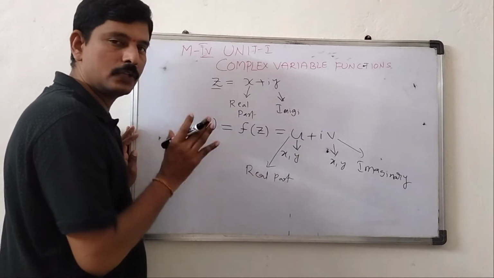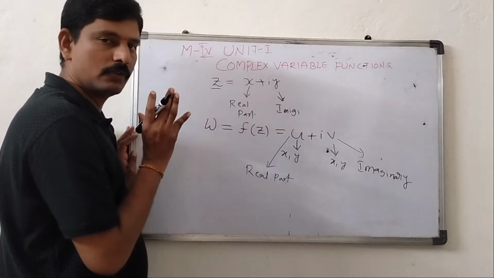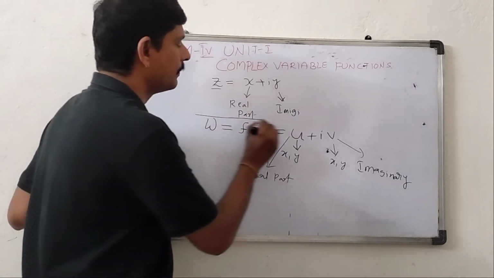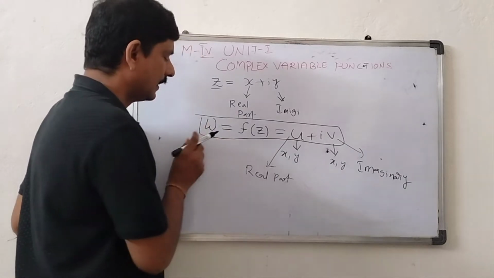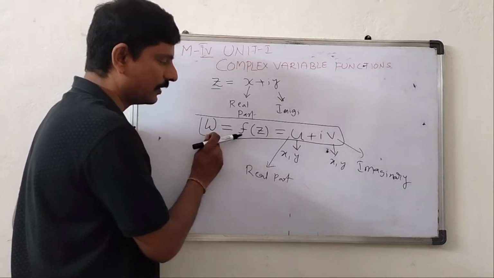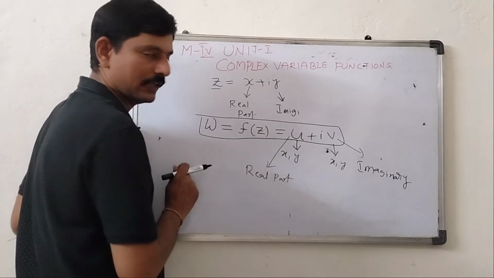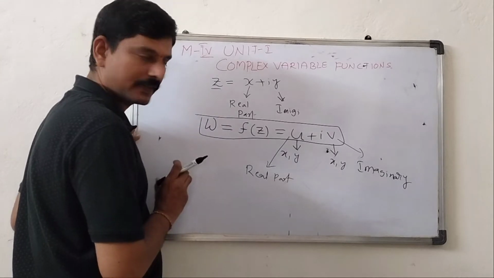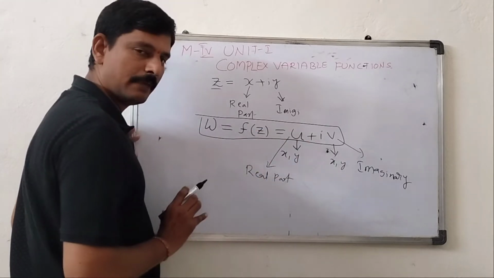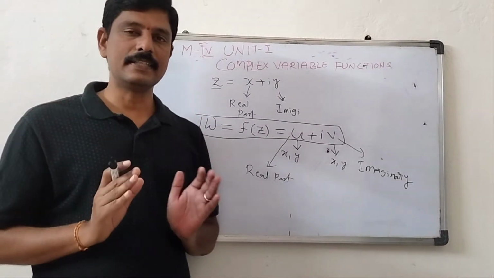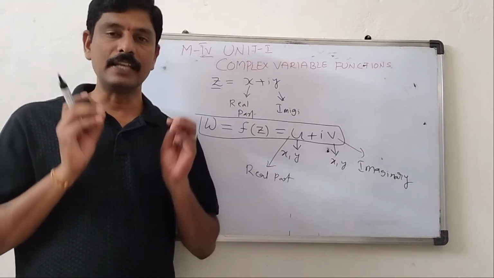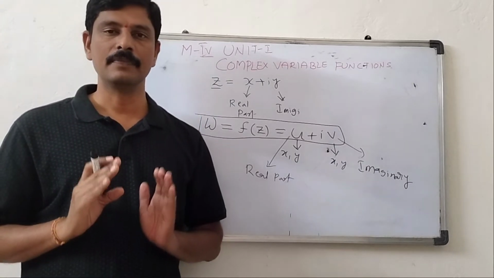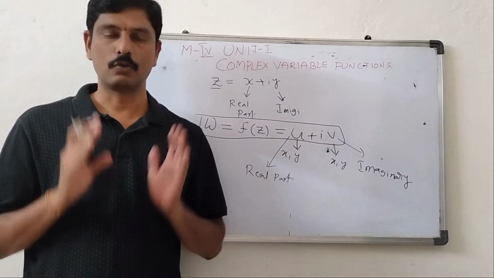Okay, so first you need to know these things. When we study complex variable functions, the basic is we can express a complex variable function like this: w is equal to f of z, that is equal to u plus iv. u and v are functions in terms of x and y. u is the real part and v is the imaginary part. Now we discuss some important and frequently asked 2 and 3 marks questions in your entrance examination. Okay, let us discuss those questions.